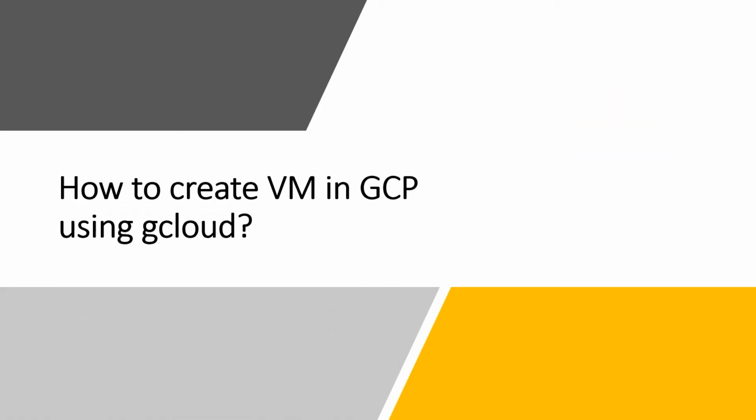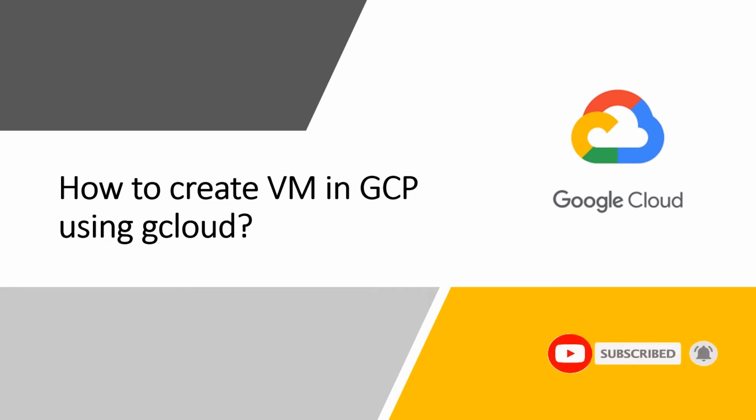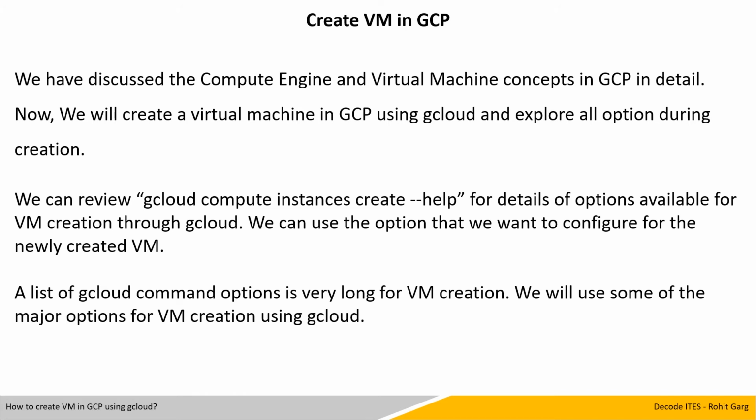Today we will explore how to create a VM in GCP using the gcloud command line utility. Creation of VM in GCP. We had discussed the Compute Engine and virtual machine concepts in detail. Now we will create a virtual machine in GCP using the gcloud command line utility and explore all options during creation. We can review gcloud compute instances create --help for details of options available for VM creation through gcloud. We can use the options that we want to configure for the newly created VM.